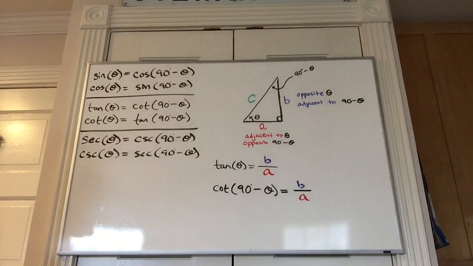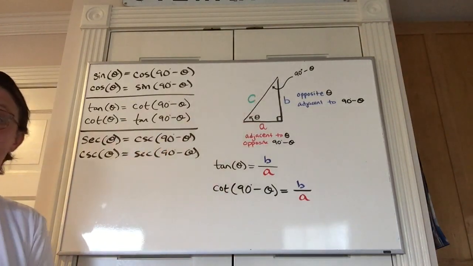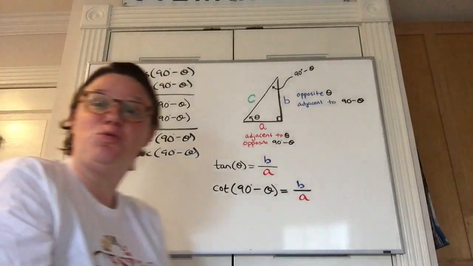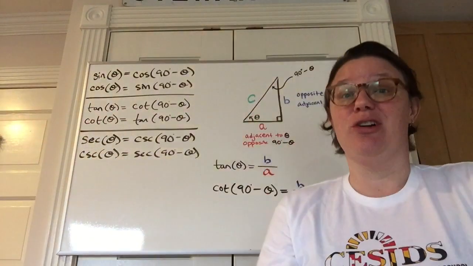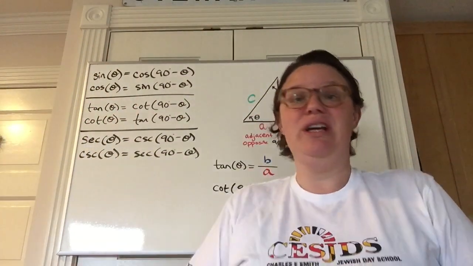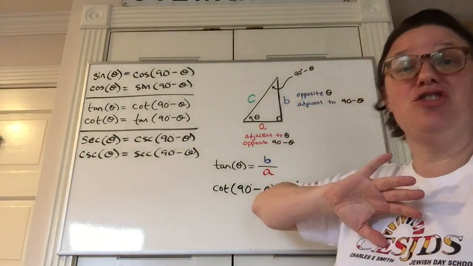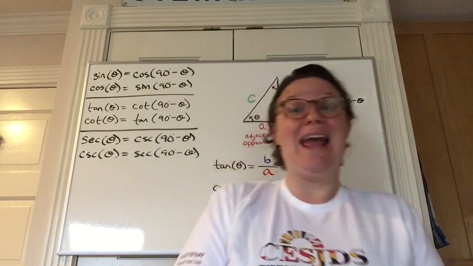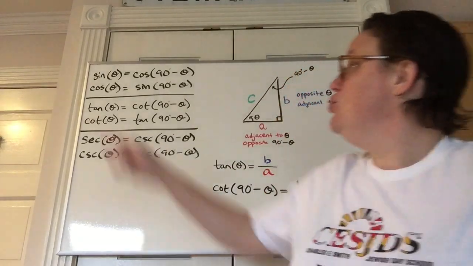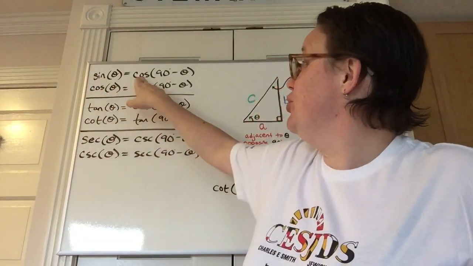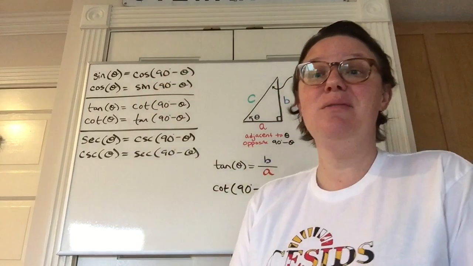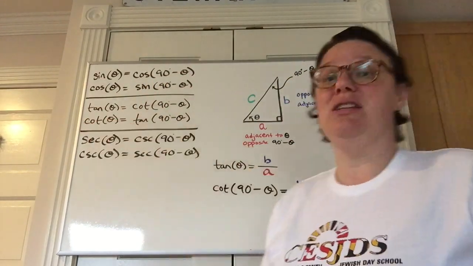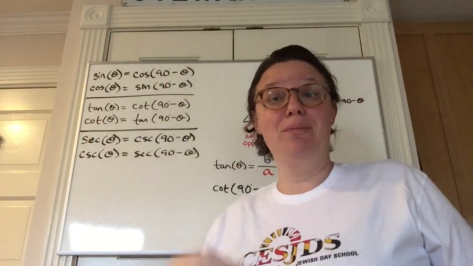This is true for any angle, even if it wouldn't fit into a right triangle. So these relationships remain true, even if we have angles that are like 280 degrees or 450 degrees. These relationships are actually true for all theta, and they work both in degrees and radians. So you can say that the sine of theta is equal to the cosine of 90 minus theta, but you can also say that the sine of theta is equal to the cosine of pi over 2 minus theta.